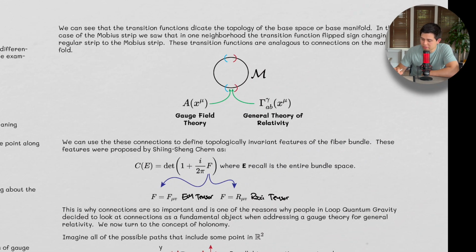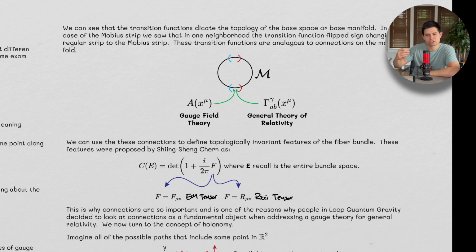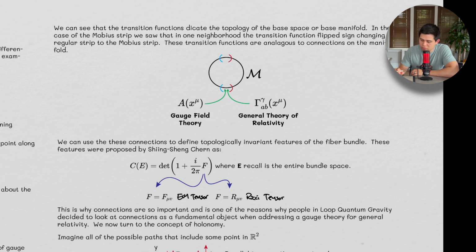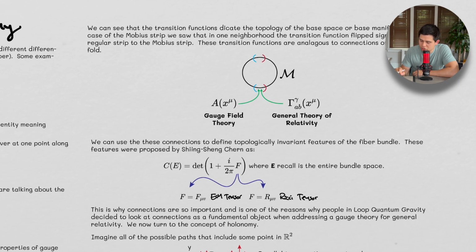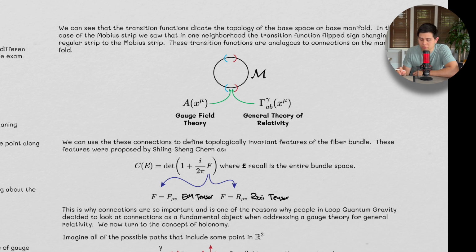Let's talk a little bit more about these transition functions now, because we're inching towards holonomy. That's the concept that we want to understand before we move on. So we can see that transition functions dictate the topology of the base space or the base manifold. In the case of the Mobius strip, we saw that in one neighborhood the transition function flipped sign, changing the regular strip to the Mobius strip. The transition functions are analogous to connections on the manifold, right?